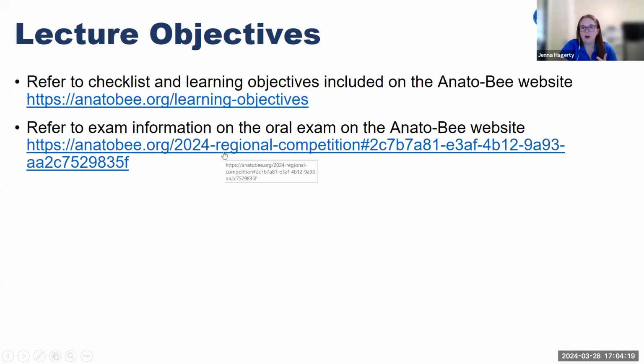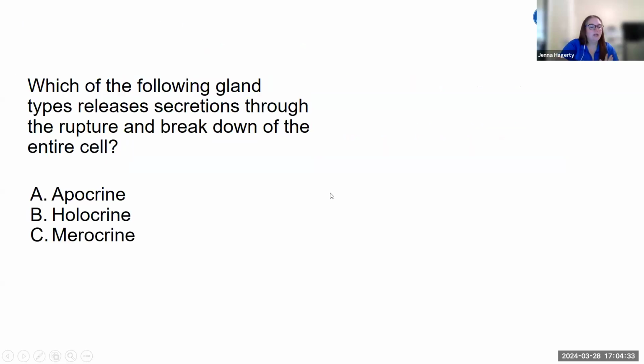We already kind of know how the written exam goes: multiple choice questions. You'll be using your own device. It's through Google Form, but the oral exam is going to be something new to you. So make sure you go to the website and refer to that information. So we're going to go ahead and start off with a multiple choice question. I am going to bring up a poll, so you are going to be answering through the poll. Which of the following gland types releases secretions through the rupture and breakdown of the entire cell?